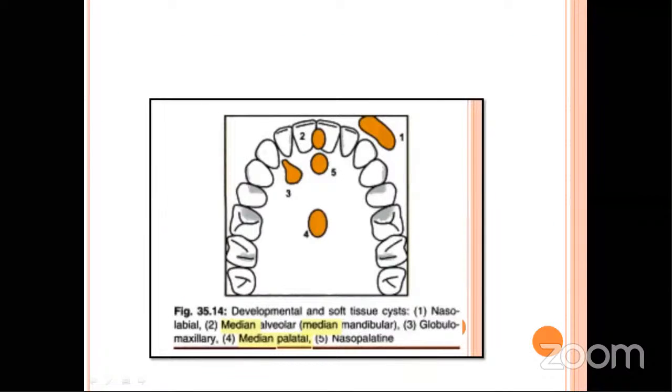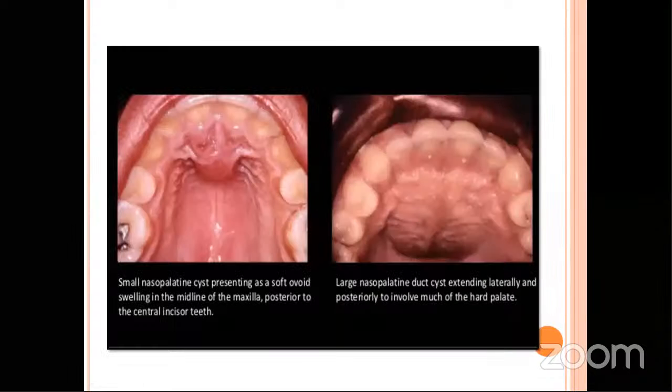So this is a picture which shows the occurrence of the developmental soft tissue cyst. This is the area where the nasolabial cyst is seen, causing obliteration, and this is the site of median alveolar or median mandibular cyst, and this is a pear-shaped radiolucency which is seen in between the canine and the lateral, especially in the globulomaxillary cyst. If it is seen posteriorly, that is behind the roots of, or in between the roots of the incisors, it is median palatine and nasopalatine. And if it is seen in the mid palatine region, it is called as median palatine. Okay.